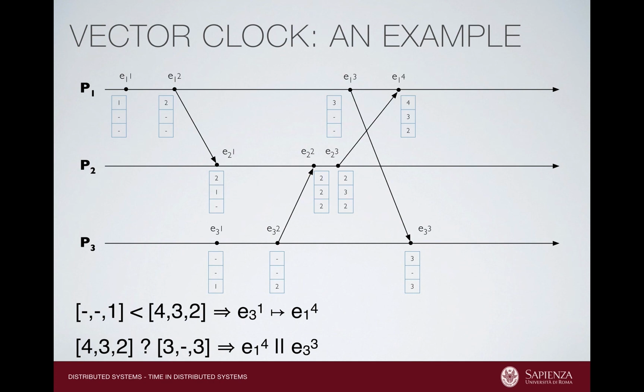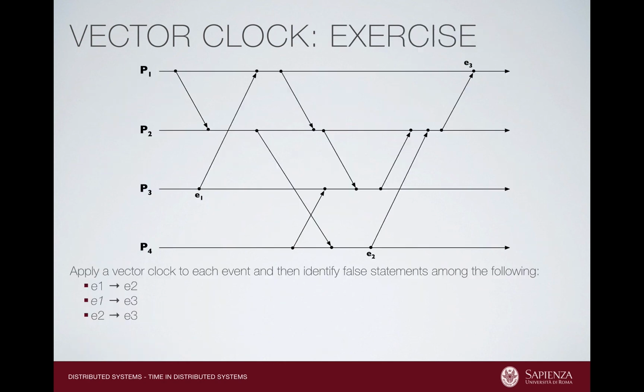So for the first component, between the timestamp of the last event on process P1 and the last event of process P3, the last event on process P1 wins because it's bigger. For the second component, the last event on process P1 wins too, but for the third component, the winner is the last event of process P3, because the last component of the timestamp of that event is 3, while the last component of the timestamp of the event on process P1 is 2, and 3 is greater than 2. This means that these vectors are not comparable, and since they capture causality, the corresponding events are concurrent.